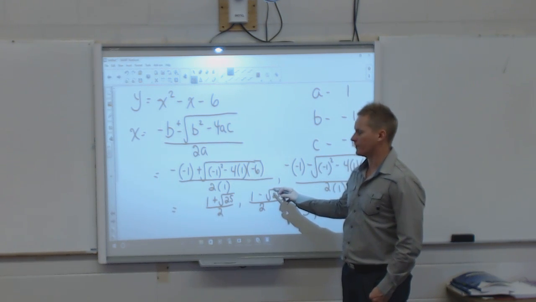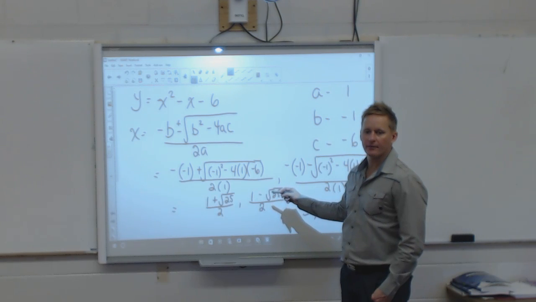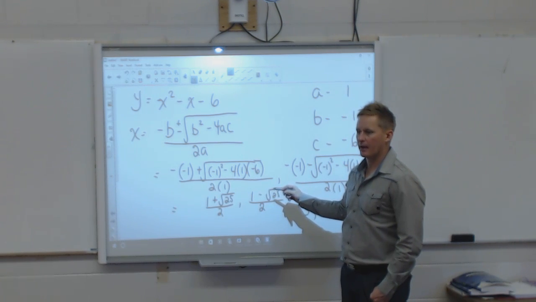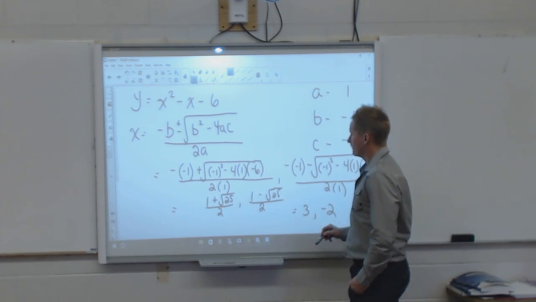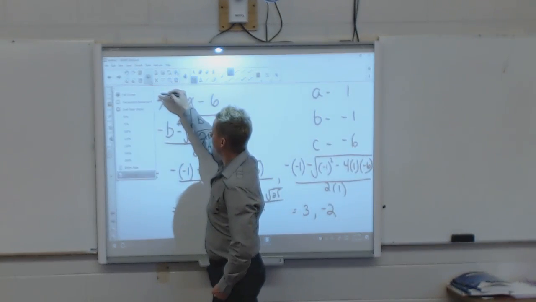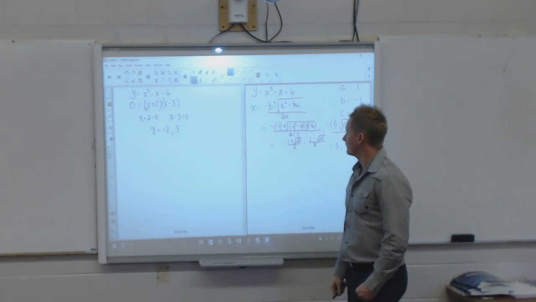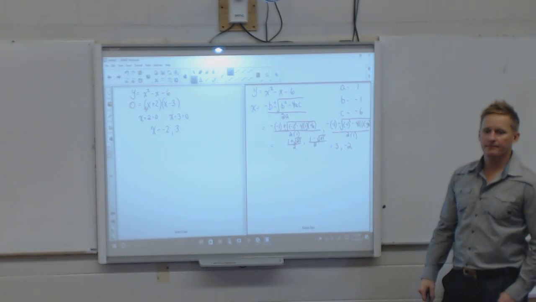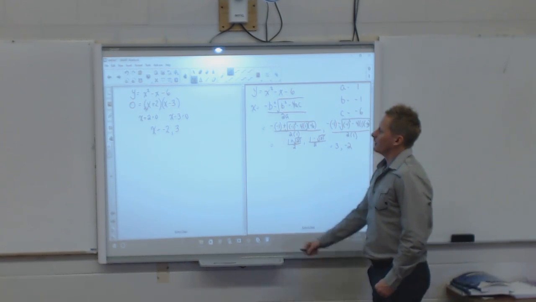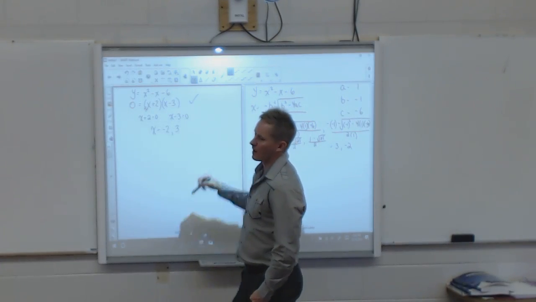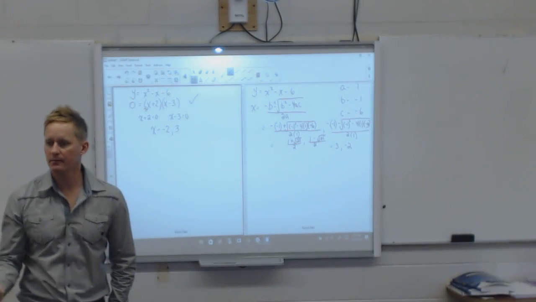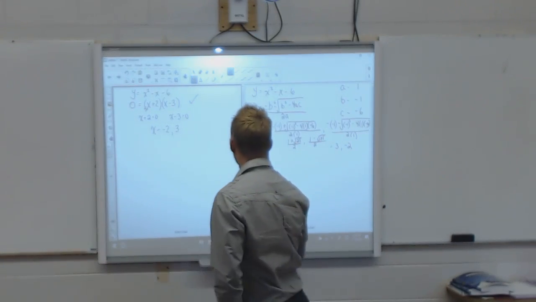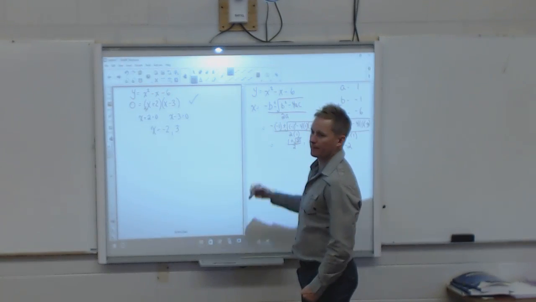Square root of 25 is 5. 1 subtract 5 is? Negative 4. Negative 4 divided by 2 is? Negative 2. Same solution. Okay? Use this as often as you can. When you cannot factor it, then we use this quadratic formula.